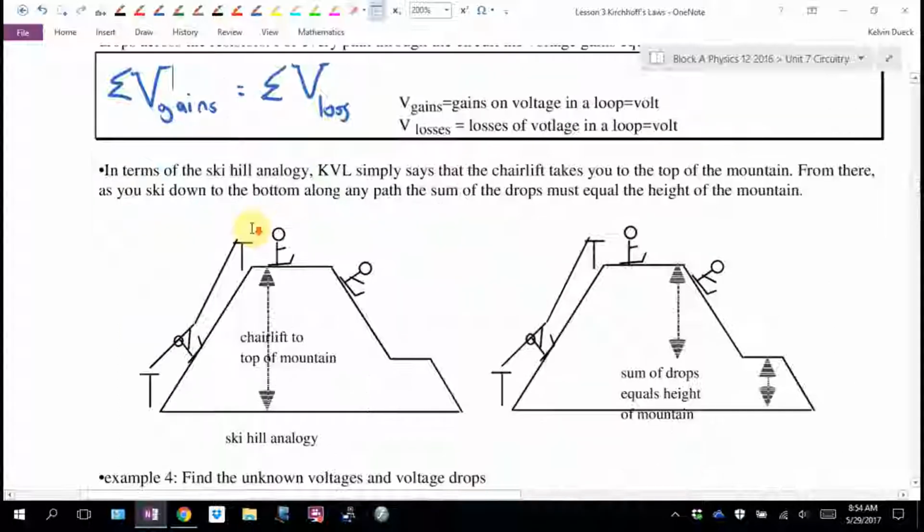So, in the ski hill analogy, here's what it says. If the chairlift takes you to the top of the mountain, if you get to the bottom of the mountain, you better lose all that voltage. So if this, for example, was an 8-volt battery, and if this is 5 volts, how many volts must I lose going through the next resistor? I have to have lost 3 volts.